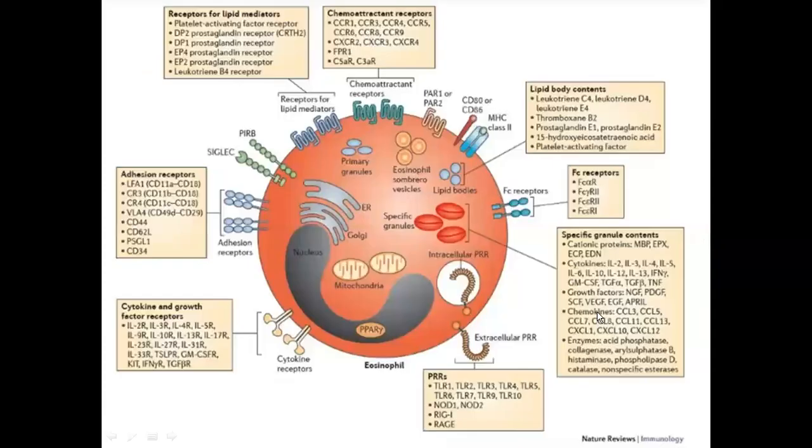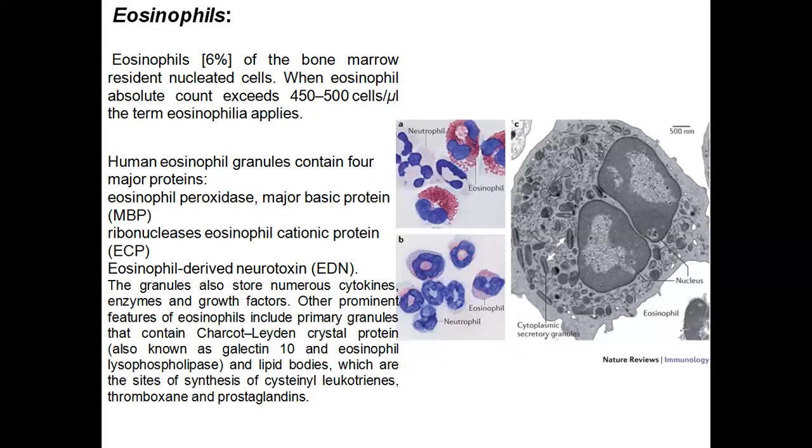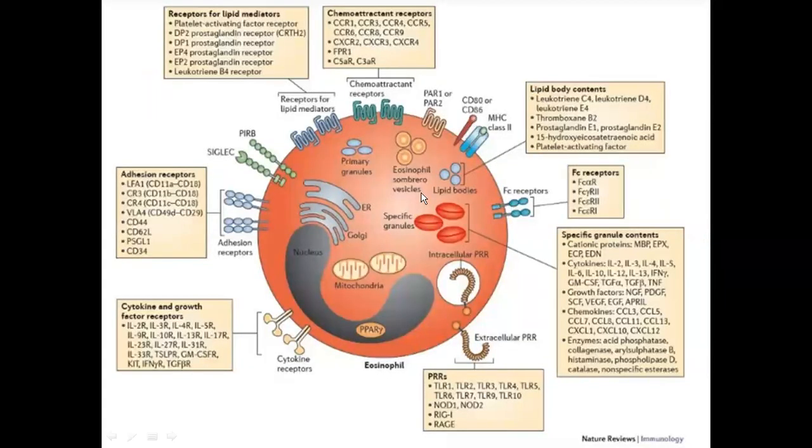The next slide shows an eosinophil, and if you look here, there are receptors for different things. For instance, there are adhesion receptors like LFA1, CR3, and many others. And there are receptors for lipid mediators, like the platelet activating factor receptor, DP2, DP1, etc.